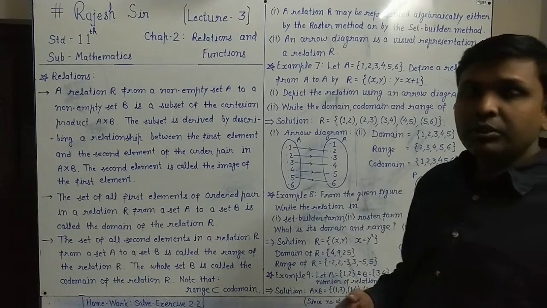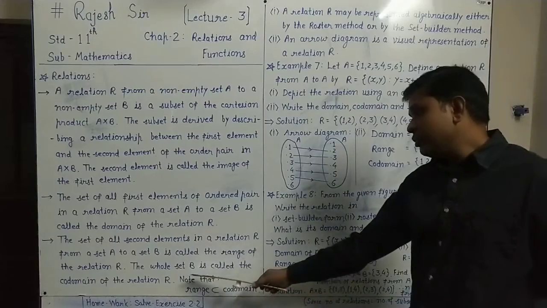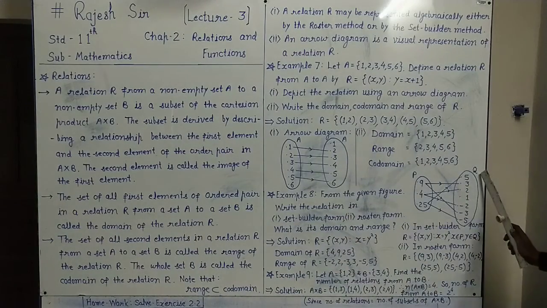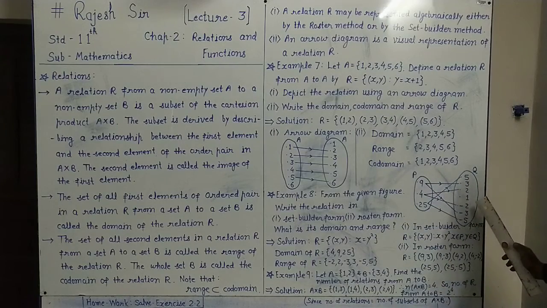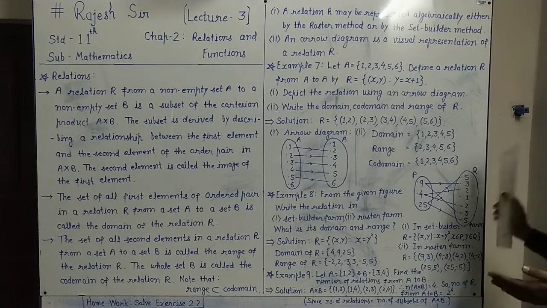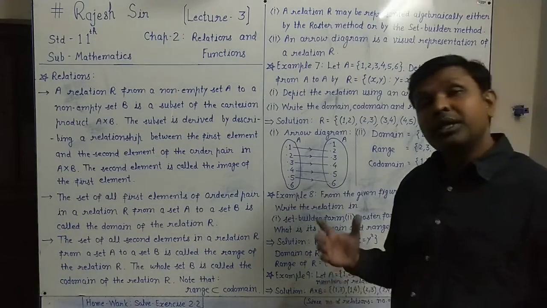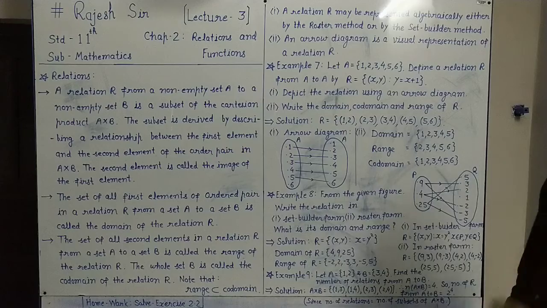If suppose you are asked to write the codomain, then by the definition, codomain is the whole set B, the whole set Q will be the codomain. Means we have to write all the elements of Q, that is minus 2, minus 3, minus 5, 1, 2, 3, 5. This is the codomain. It is not asked here. If it is asked, you can write it that way. The whole set Q is called the codomain.